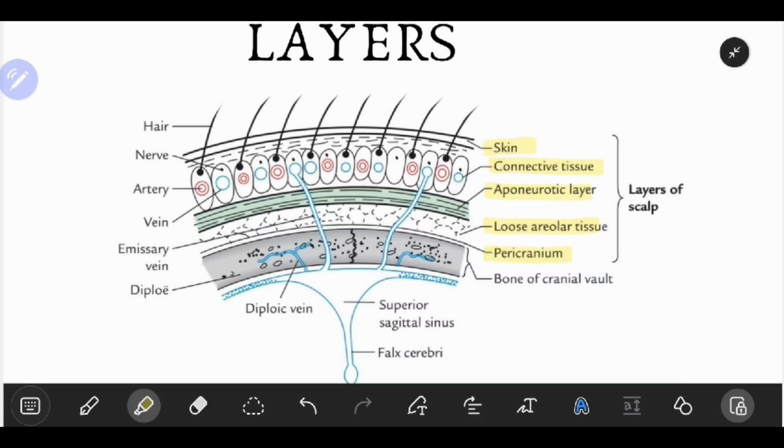The common formation of sebaceous cyst is in your skin layer. Now, why? Because skin has hair follicles, and all hair follicles have sebaceous glands. Therefore, sebaceous cyst formation is in the skin itself.